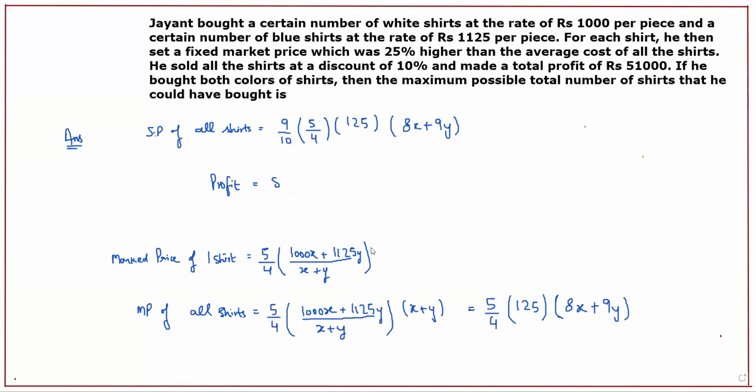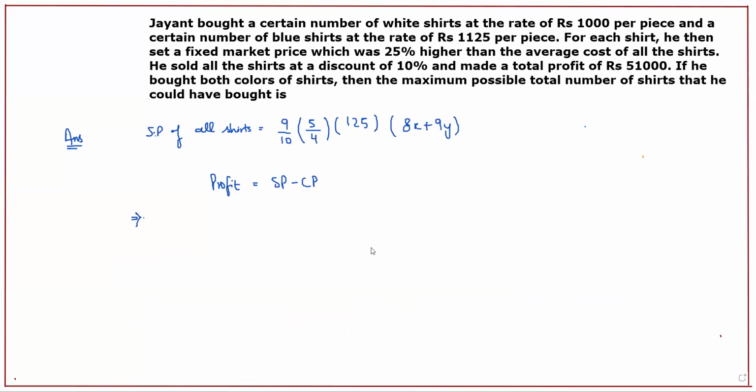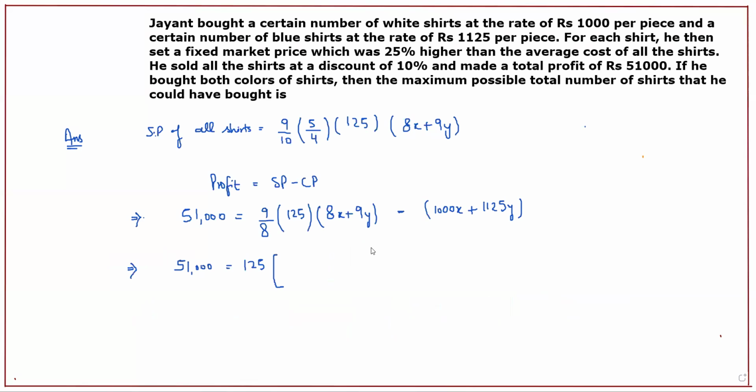The profit is calculated over selling price and cost price. So profit is selling price minus cost price. It is given as 51,000 and the selling price is this. Let me just solve it: it is 9/8 times of 125 (8X plus 9Y). This is our selling price and that's our cost price. I can take 125 common from the cost price also. So it is 9/8 (8X plus 9Y) minus (8X plus 9Y).